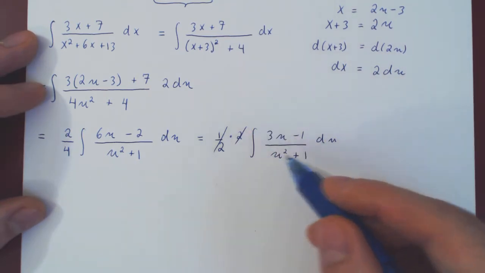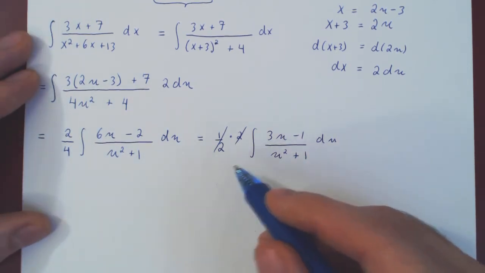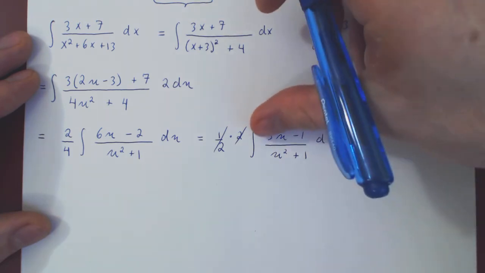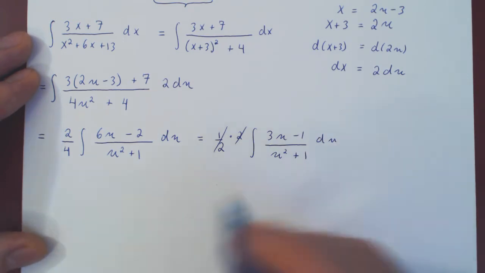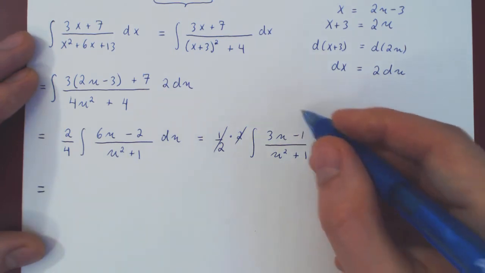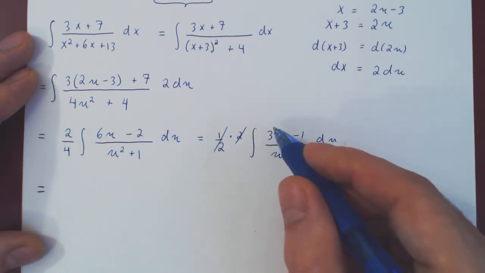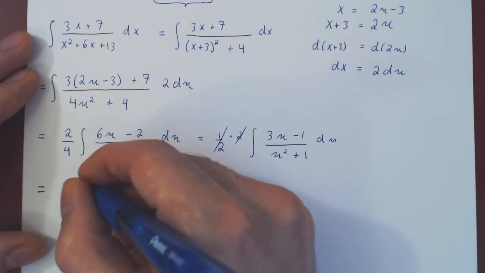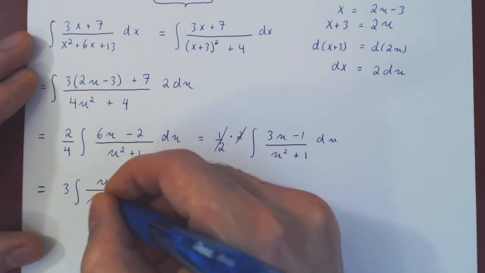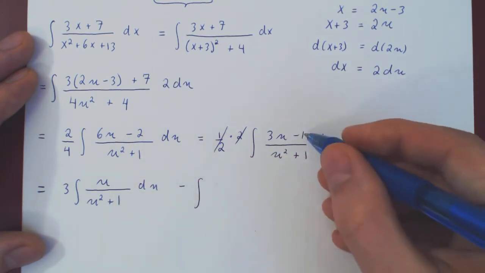Now, if you try to integrate this rational function as one rational function, it cannot be done. What you have to do is split up this rational function into the integral of 3u over u squared plus 1 minus the integral of 1 over u squared plus 1. And you will see how different the integrals are, which will hopefully make it clear that we have to split up this rational function into two separate integrals. I will factor the 3 outside as a scalar multiple, so 3 times the integral of u over u squared plus 1 du, and then minus the integral of 1 over u squared plus 1.